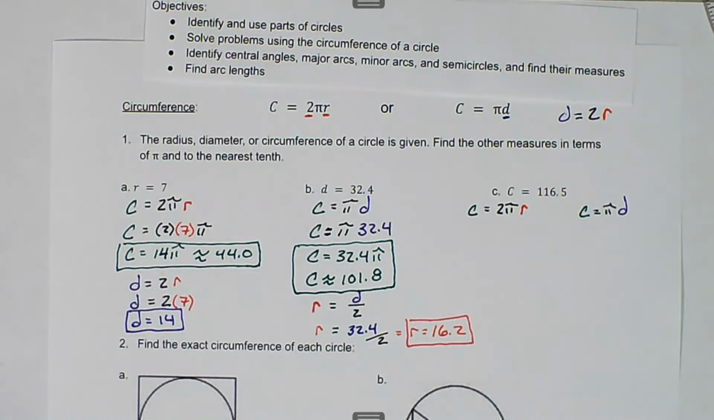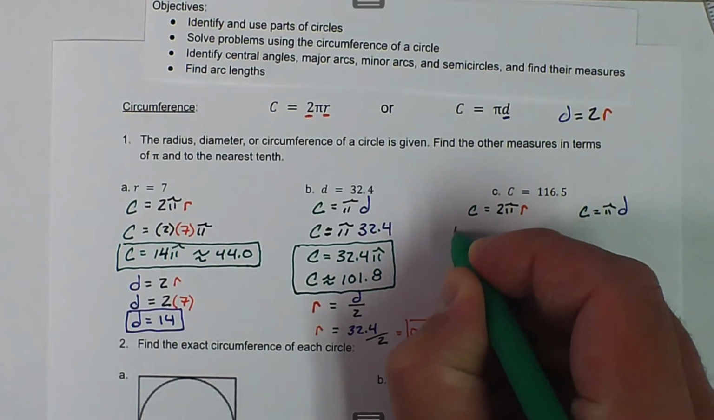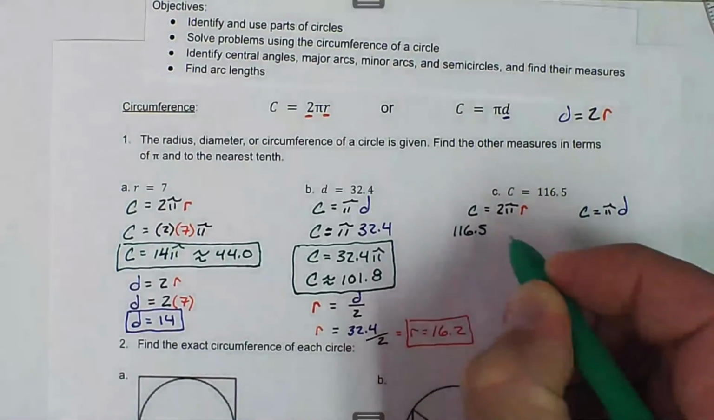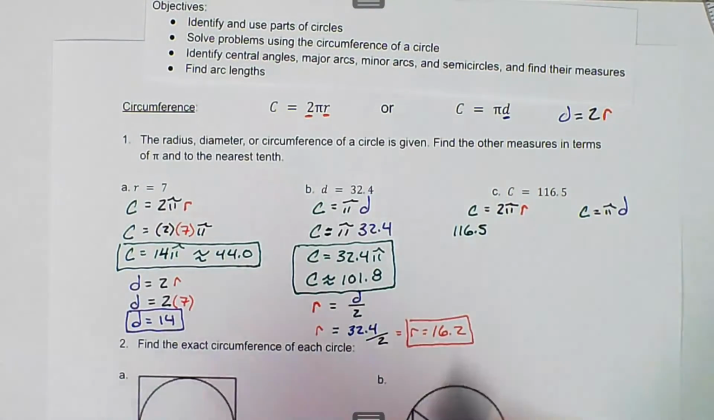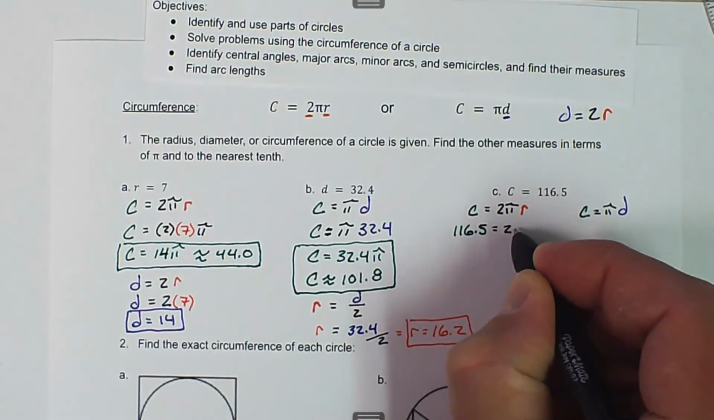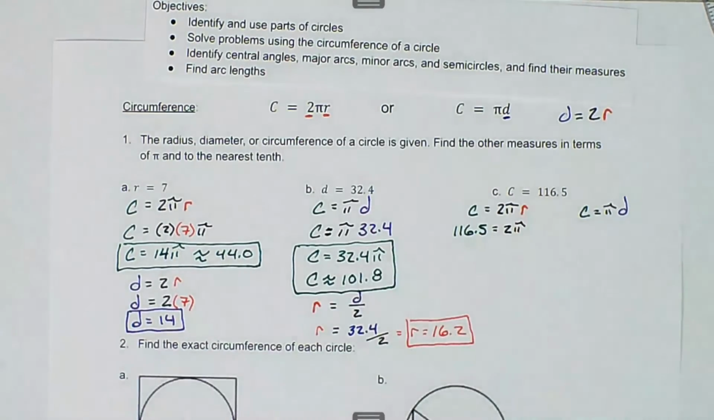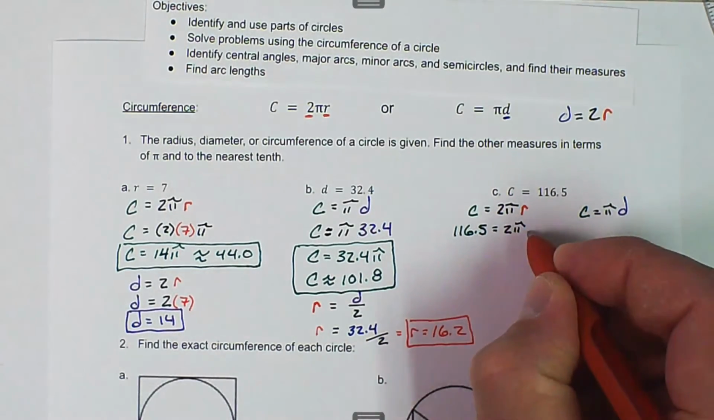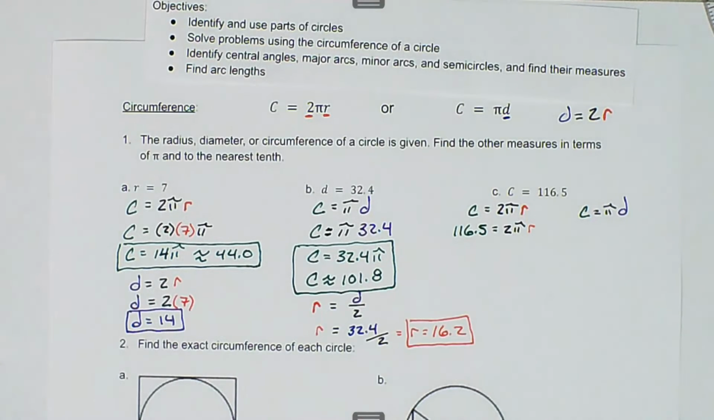So the first one, we know that the circumference is 116.5, so we can substitute that in. And that is going to be equal to 2 pi times r. We want to solve for r, so what we're going to do is divide both sides of the equation by 2 pi.